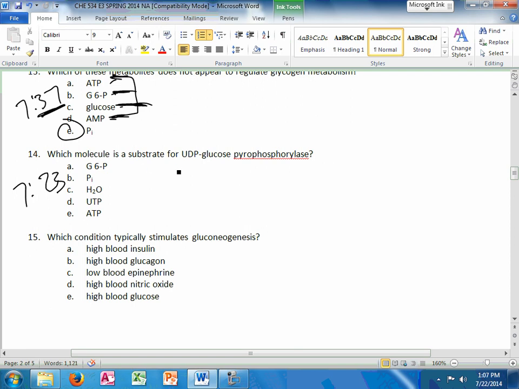Which molecule is a substrate for UDP-glucose pyrophosphorylase? These are memorizing the synthesis reactions on slide 23. The substrate used by this enzyme, and remember, substrate is just a reactant, is UTP.